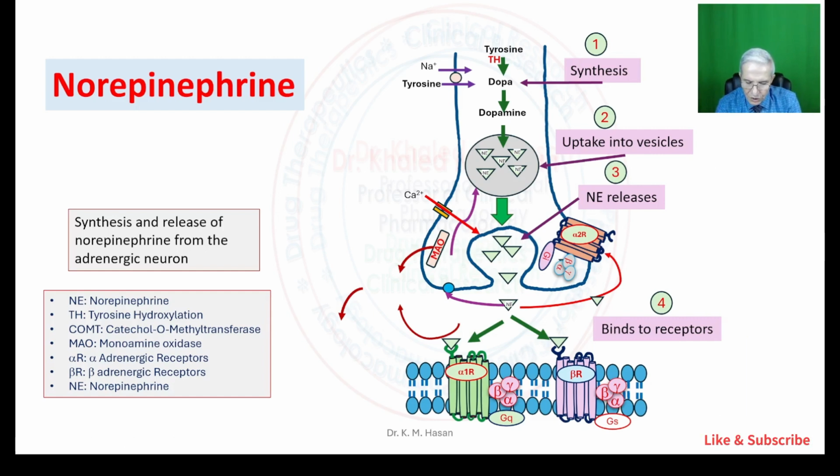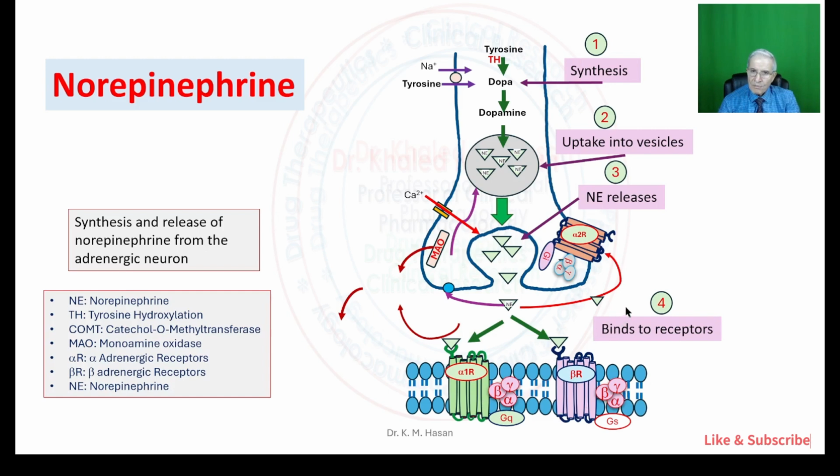Okay, so we continue. As you can see here, we have the release of norepinephrine, and the first fate, the first pathway, is to bind to the post-ganglionic receptor, to the alpha-1 receptor or beta receptor. So in the post-ganglionic neuron we have the alpha-1 receptor and beta receptor. Also, to remind us, the alpha-1 receptor activates Gq protein and the beta receptor activates Gs protein.